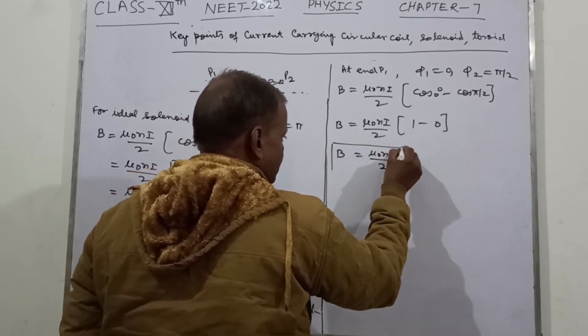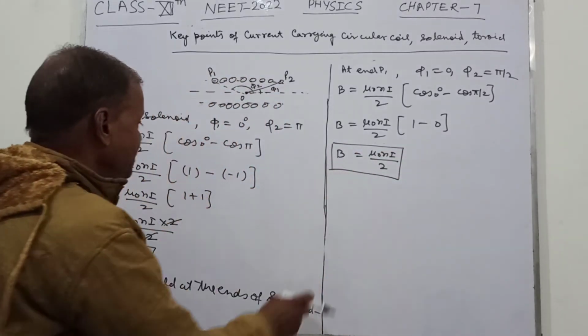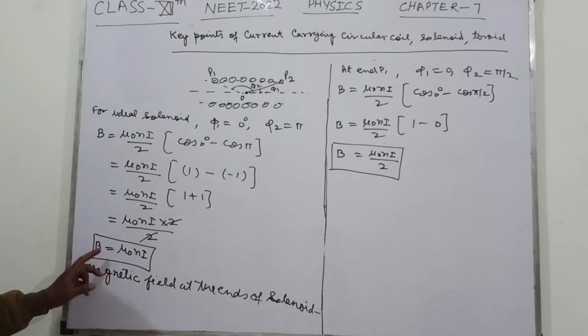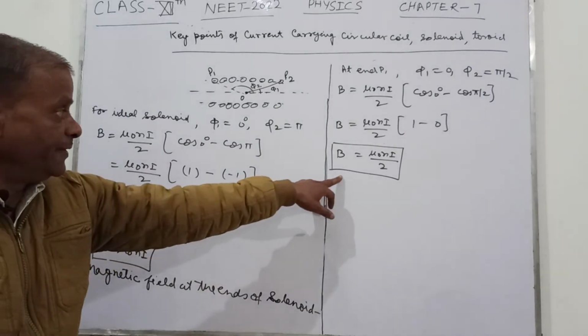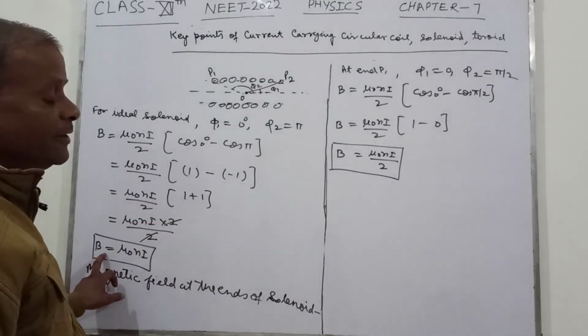So this magnetic field is just half of this one. This magnetic field is half of the magnetic field at the center.